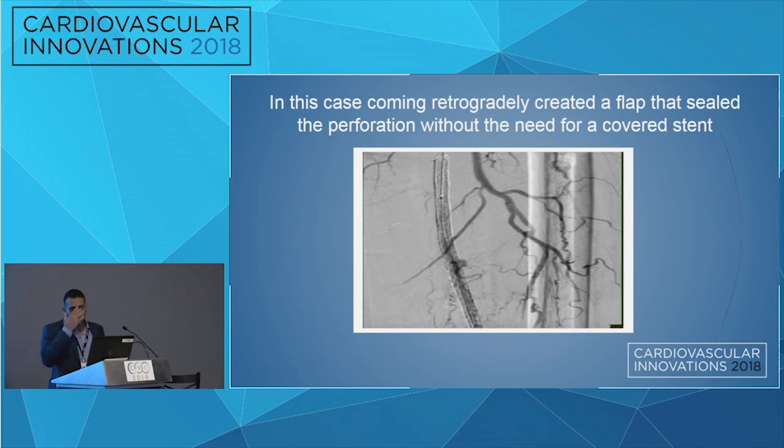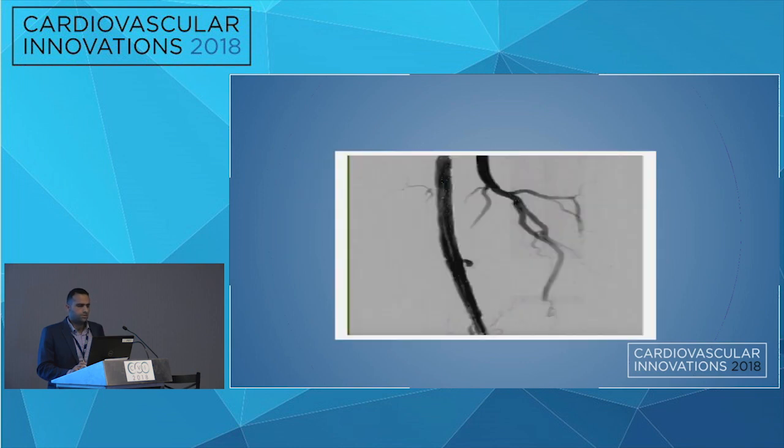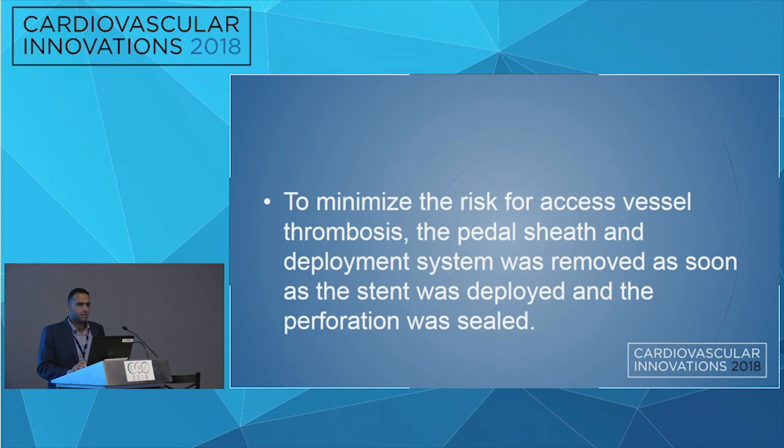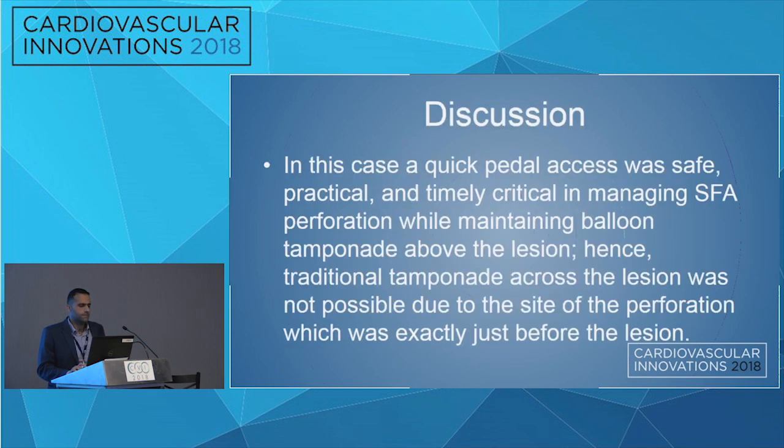So in this case, coming retrogradely created a flap that sealed the perforation without the need to use a covered stent. Angiogram revealed resolution of the perforation as shown here. To minimize the risk of access vessel thrombosis, the pedal sheath and delivery system were removed as soon as the stent was deployed. Hemostasis was achieved by holding pressure for 10 minutes.